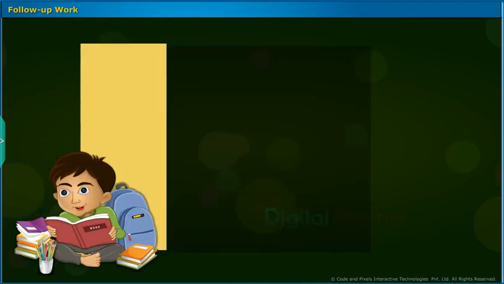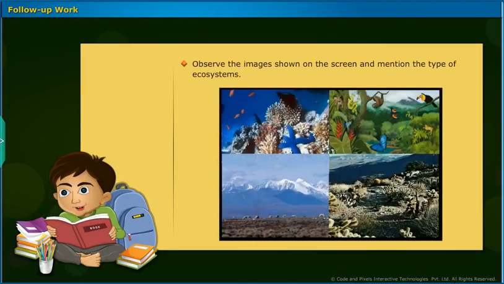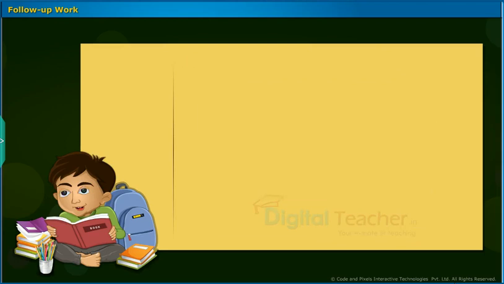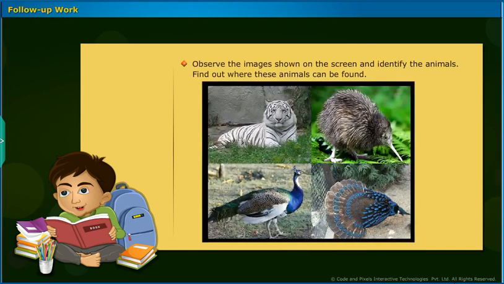Follow-up work. Take up the following activities. Observe the images shown on the screen and mention types of ecosystems. Why do pickles not spoil but sambar gets spoiled? From the given forest ecosystem, list the living things and non-living things. Observe the images shown on the screen and identify the animals. Find out where these animals can be found.